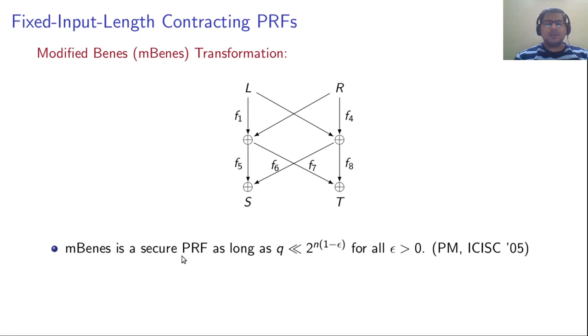But this construction is only secure as long as Q is much less than 2^n(1 - epsilon) for any epsilon which is greater than 0. So we have control over epsilon. We can choose some small epsilon, but still it won't be optimally secure. We'll still have something less than 2^n.